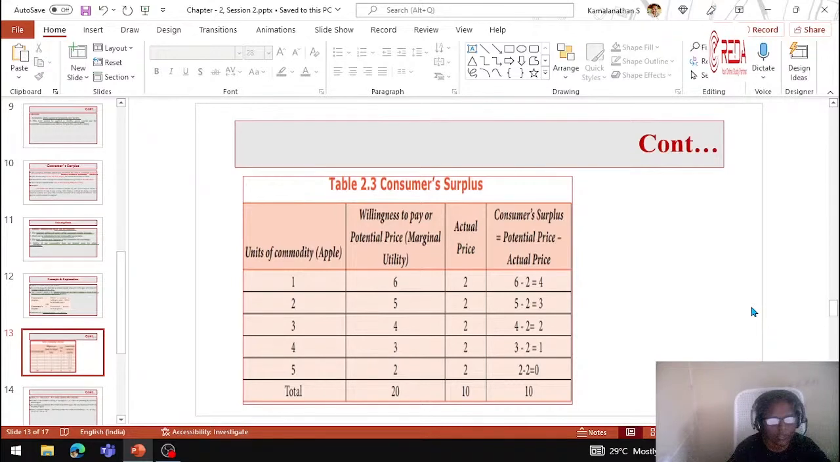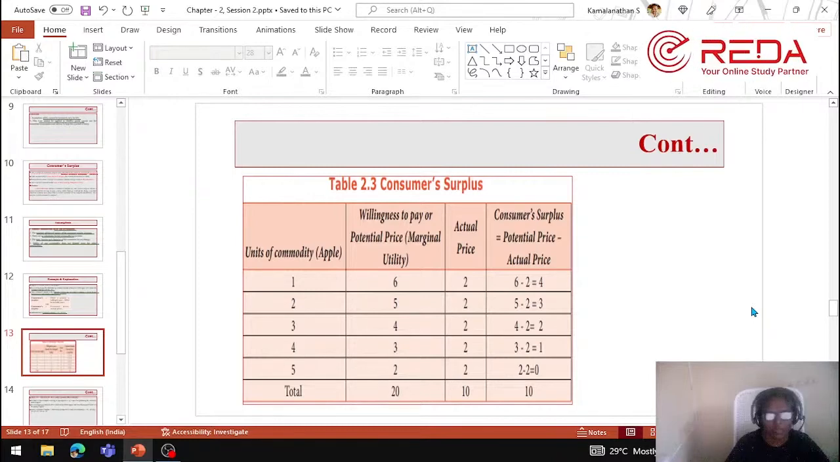You see the final, 5 units of commodity, and the consumer is having 2 rupees in his hand, because whenever you see the consumer surplus, when the consumer's potential price and actual price are the same, what will happen to the surplus? It will be 0. Instead of 4 rupees, if I am having 2 rupees in my hand, which we call the potential price, and the actual price is 2 rupees, I will spend the money as it is and purchase the commodity. So in that case, I will not have any surplus in my hand, which we call the 0 consumer surplus.